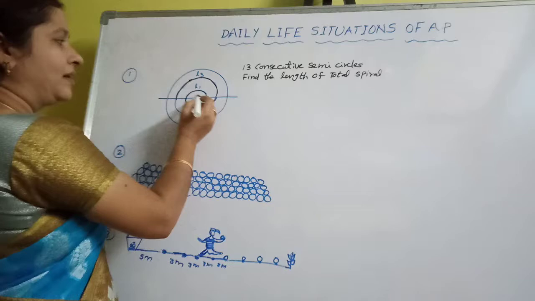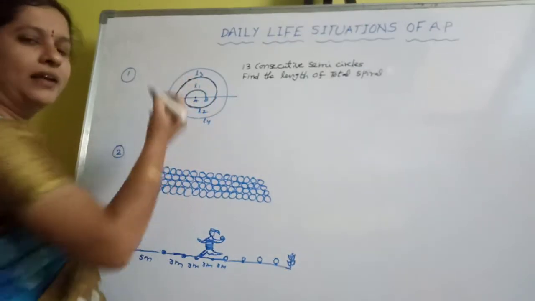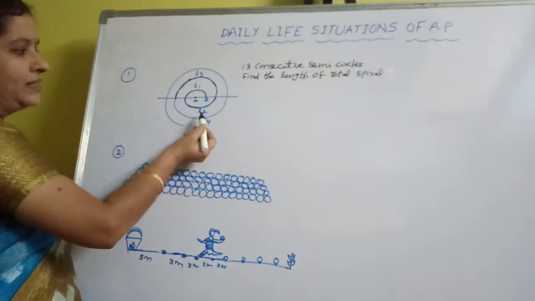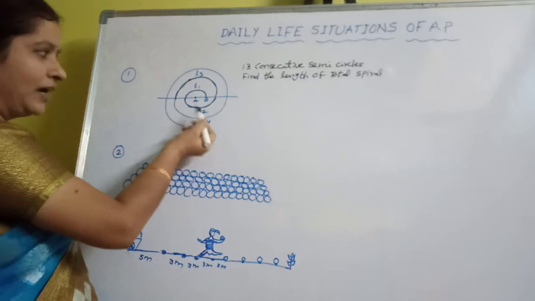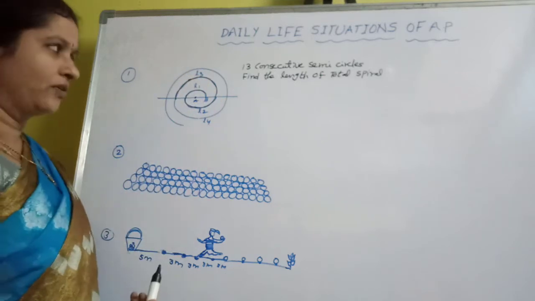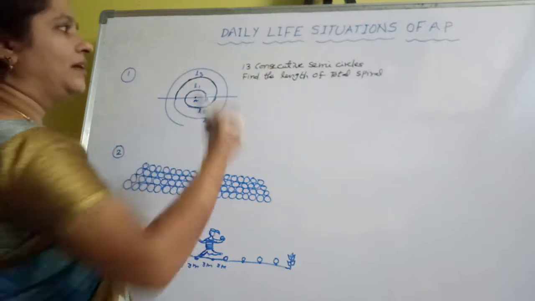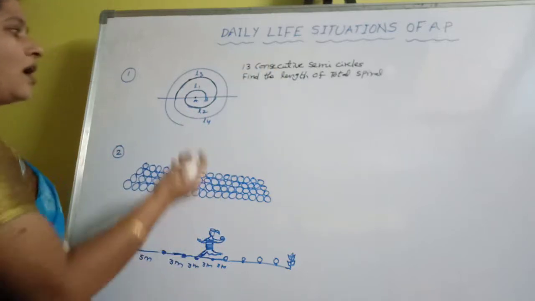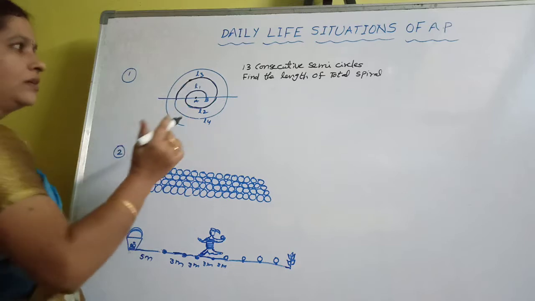So in this semicircle, the length of the arc, let it be L1. In the second semicircle, length L2. In the third one, length L3 and the fourth one L4. So like this, 13 semicircles are formed like a spiral.